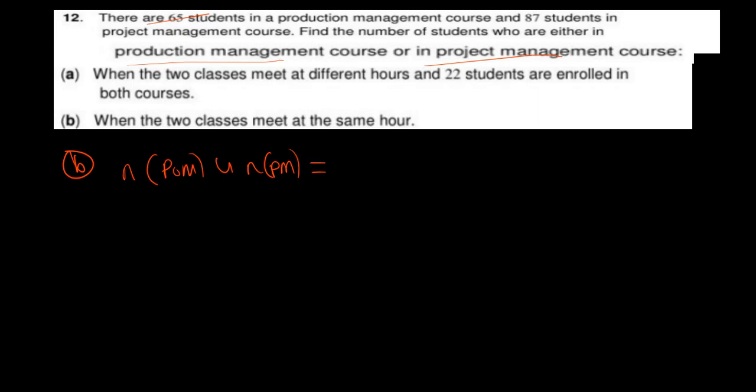So in production management, that was 65. Then in project management we had 87 students. Once you add these, they'll give you 152 students. So that's how you solve this one. You will do it in the next class when we meet. For this one, can you just do this one?